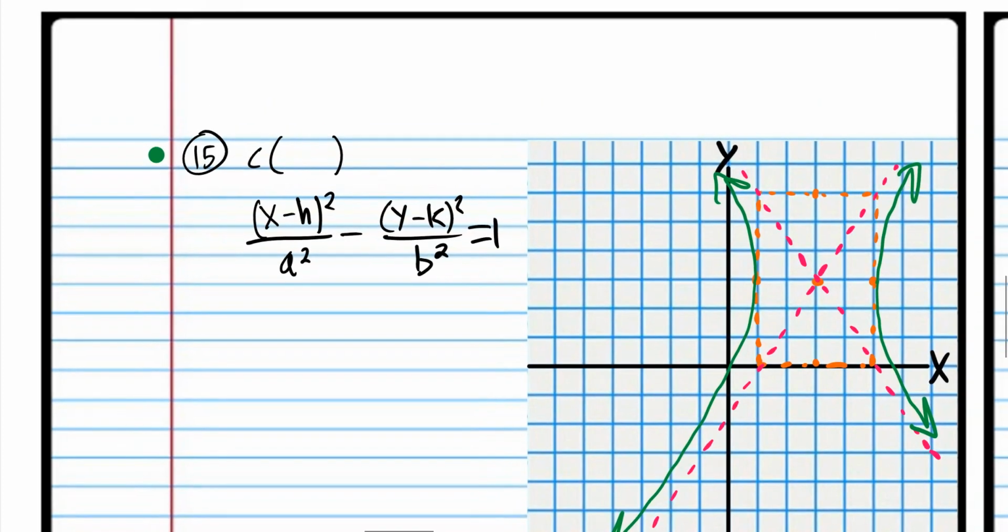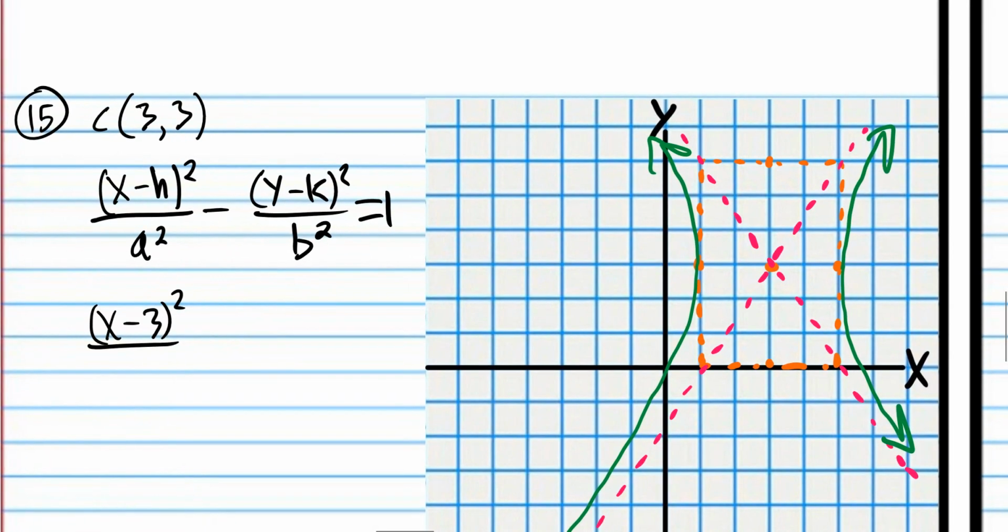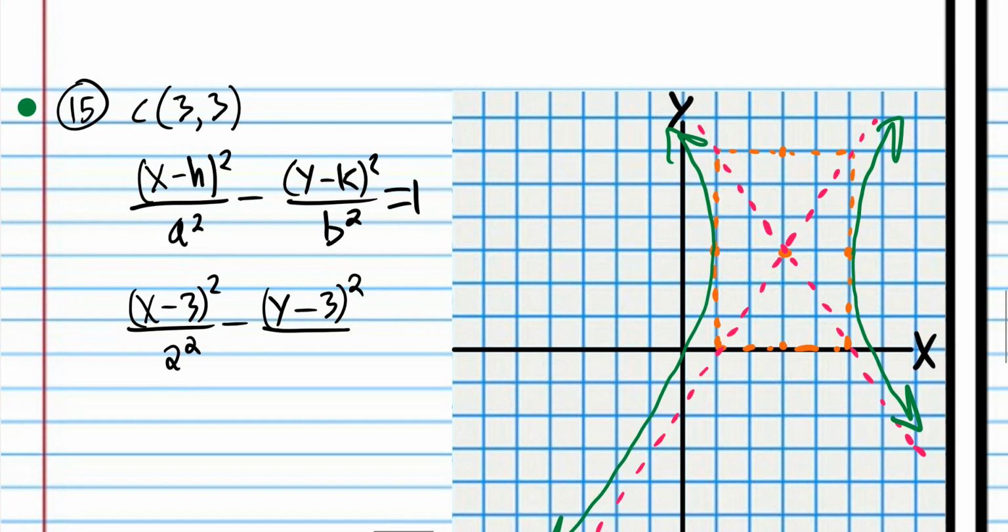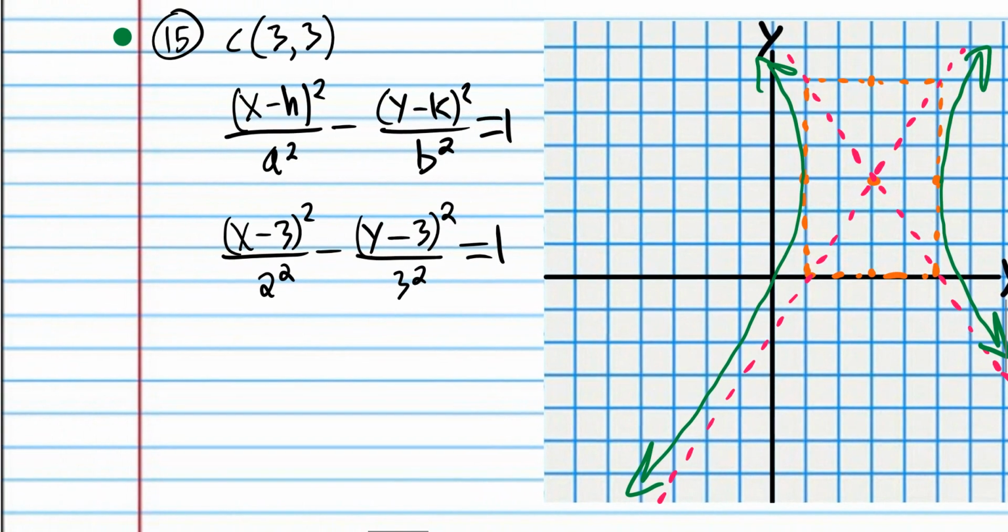Okay, we're back. So the center is 1, 2, 3, 1, 2, 3. So 3, 3. So x minus 3 squared over a squared. A is always the distance from the center to the vertices, so that's 2. The y value of the center is 3. B is always the distance from the center to the side of the box that doesn't have the vertices, and that's 3. Notice in this case that B is actually bigger than A.